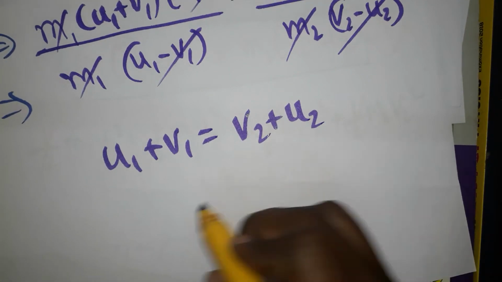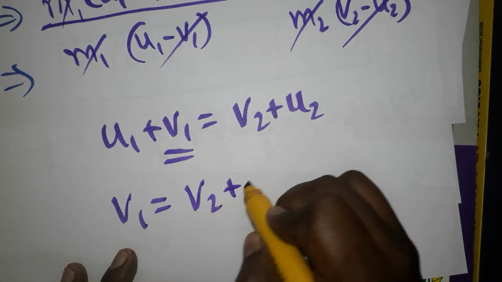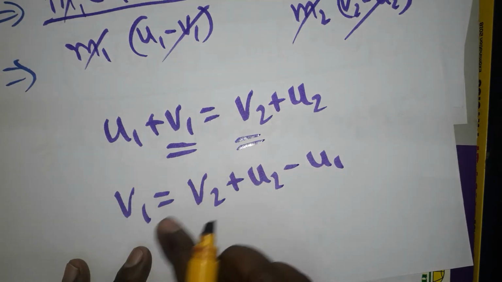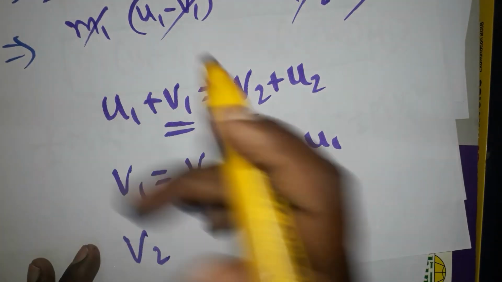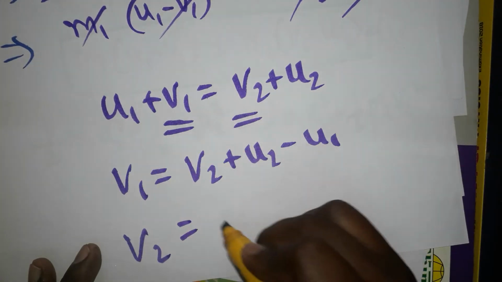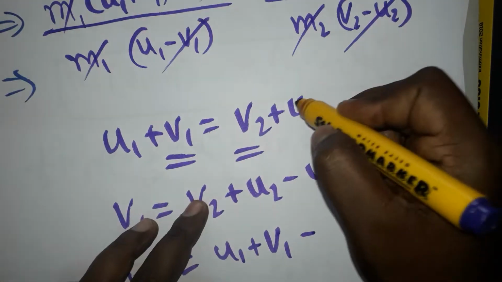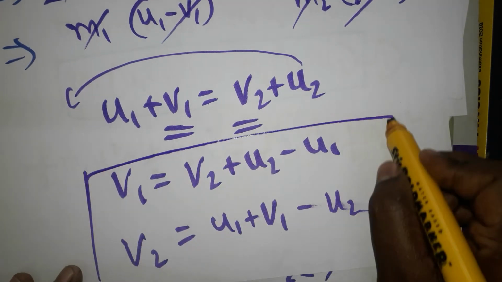This is what we get. In case you want v1, v1 is equal to v2 plus u2 minus u1. When you want v1, u1 brought to this side becomes negative. When you want v2, u2 is brought to this side and becomes negative: v2 is equal to u1 plus v1 minus u2. Now we got the v1 and v2 equations.